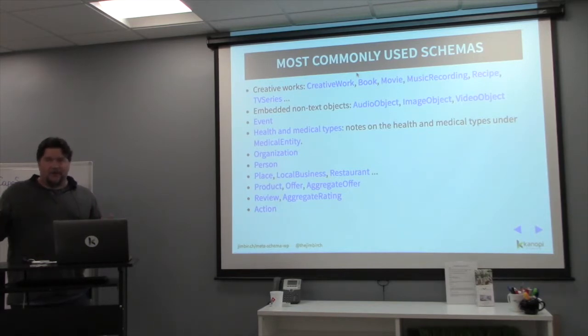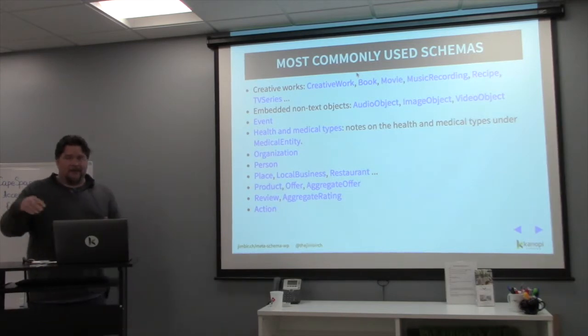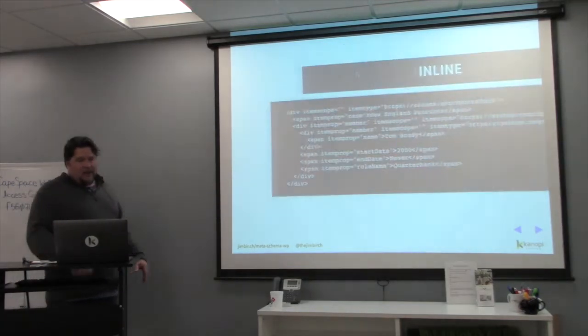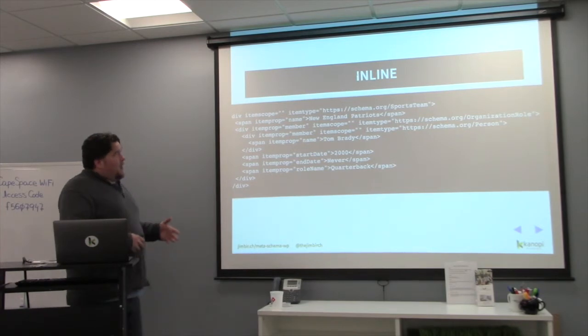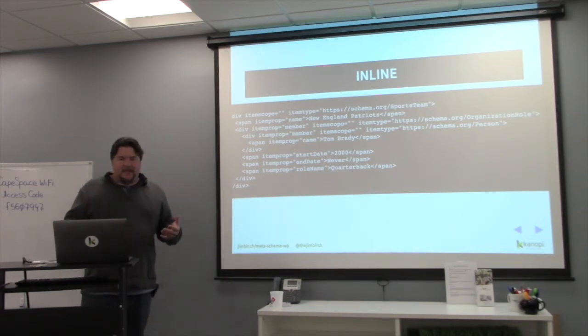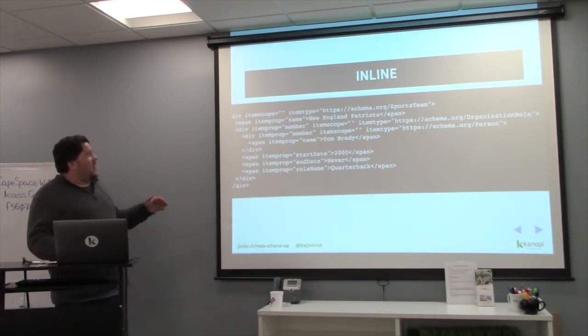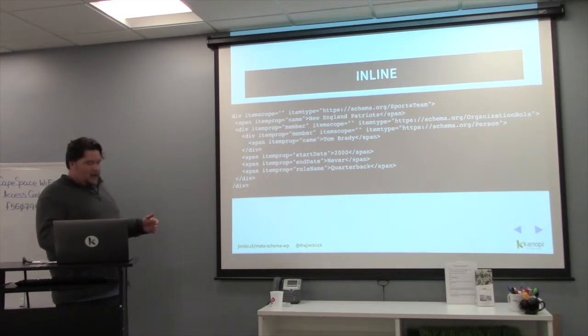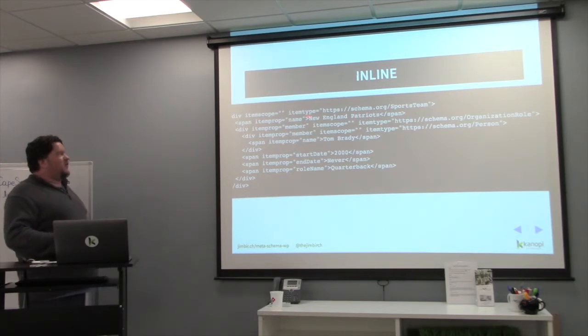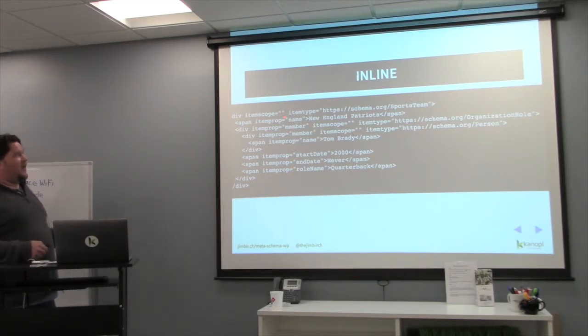And if you lose, then you can just make a proposal to say, I need this new thing, or I need this new place. It's like metadata, that it has a name. So in this case, we're going to talk about this sports team. So in this inline example, we define our scope as being a schema.org sports team.